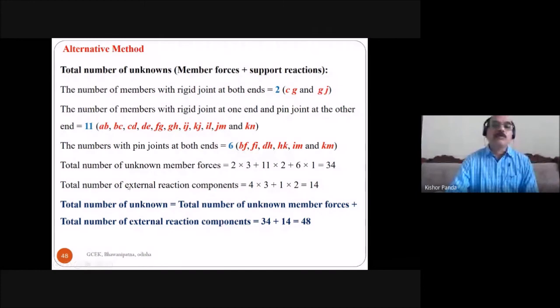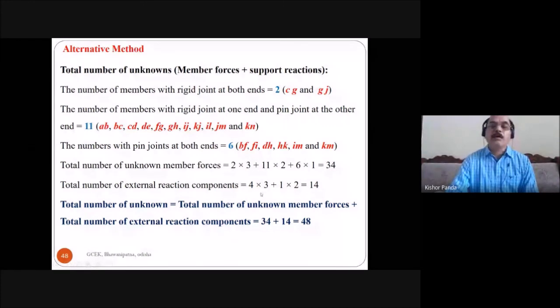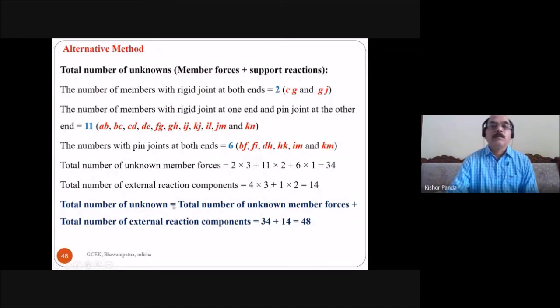Then you count the total number of external reaction components. Already we got this is 14. Then find out the total number of unknowns. Total number of unknowns is equal to the total number of unknown member forces plus the total number of reaction components. 34 plus 14 is equal to 48. So this is the total number of unknown forces.